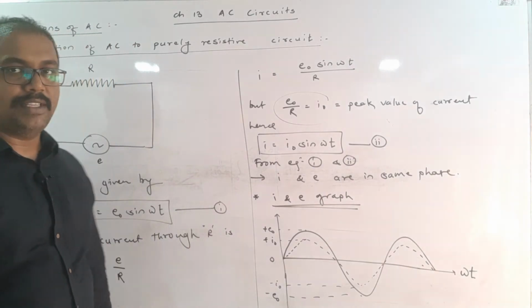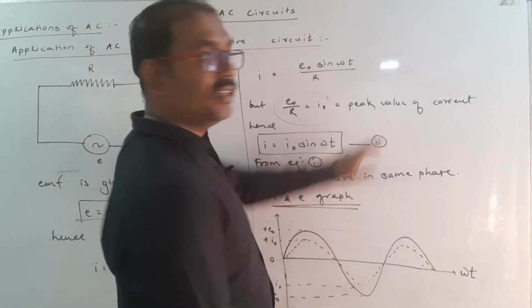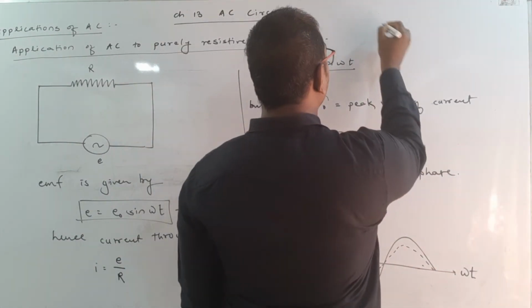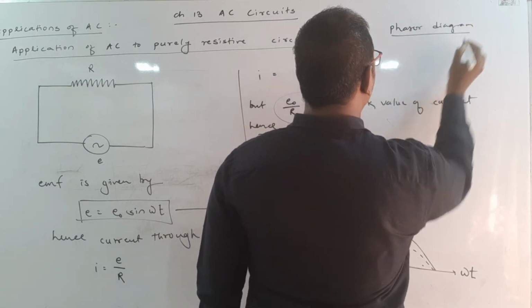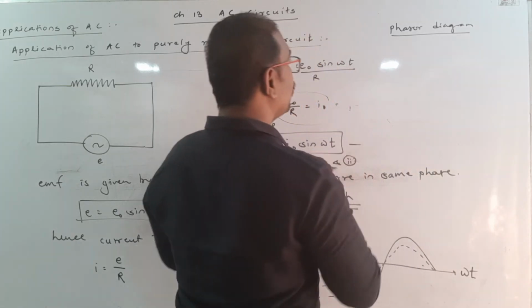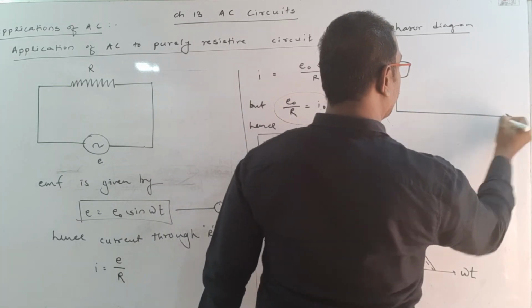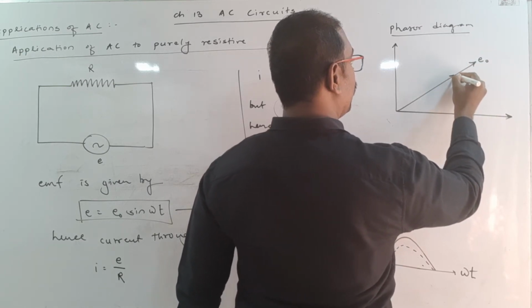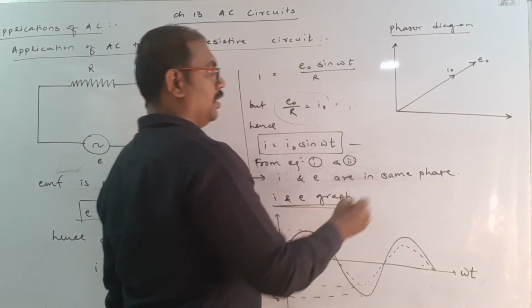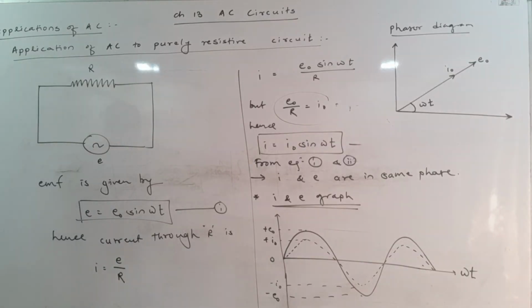In a similar manner we can draw the phasor diagram also. So I can draw the phasor diagram in this portion. I think this is visible. Phasor diagram. This is E0 and this is I0, and here it is omega t. So this is a phasor diagram for this purely resistive circuit.